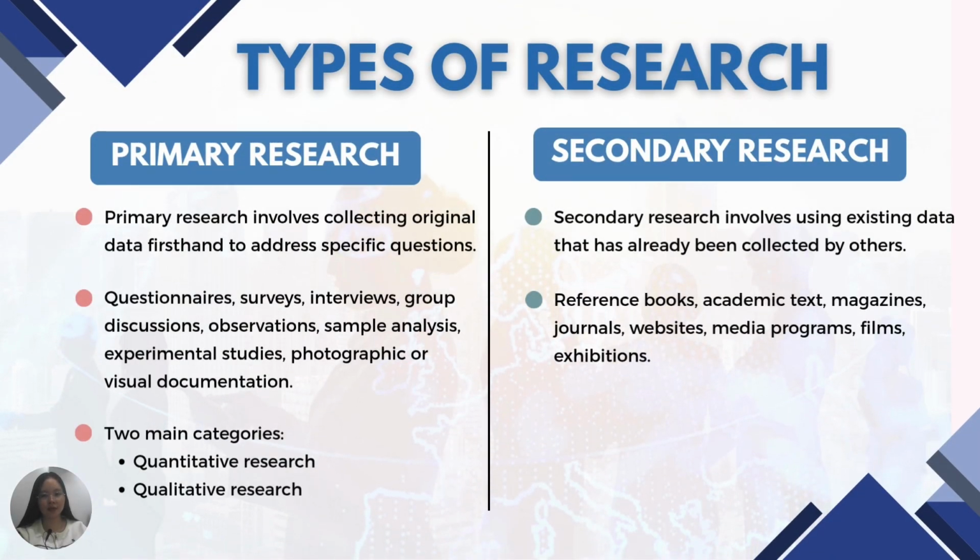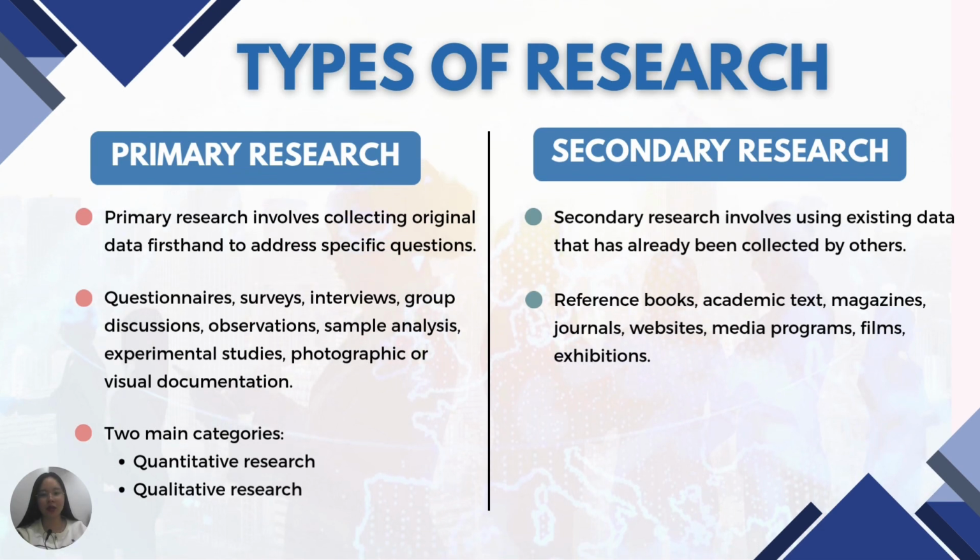Let's take a closer look at the two main types of research, primary and secondary. Primary research means collecting new, original data through methods like surveys, interviews, or experiments. It can be either quantitative or qualitative. On the other hand, secondary research uses existing information from sources such as books, journals, websites, or reports that have already been published. Researchers often prepare secondary research before doing primary one.